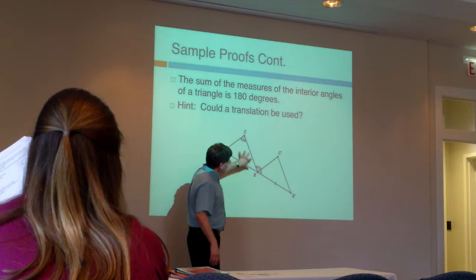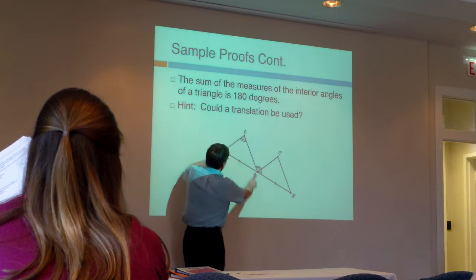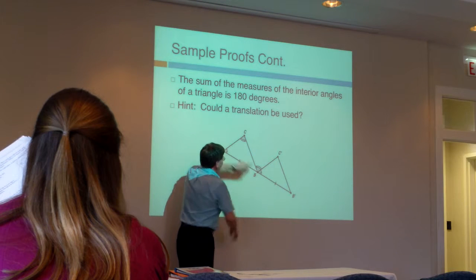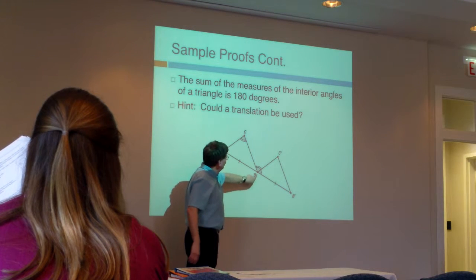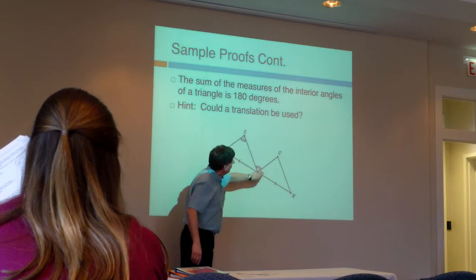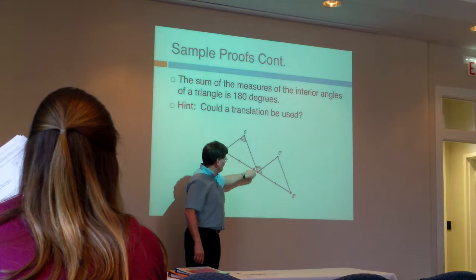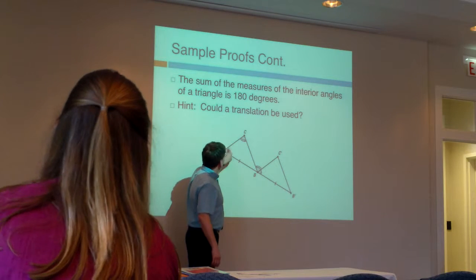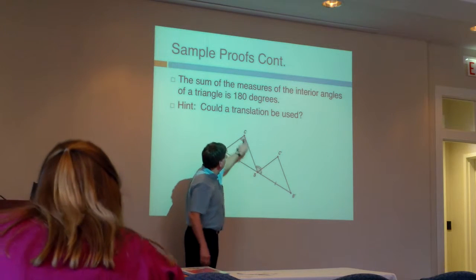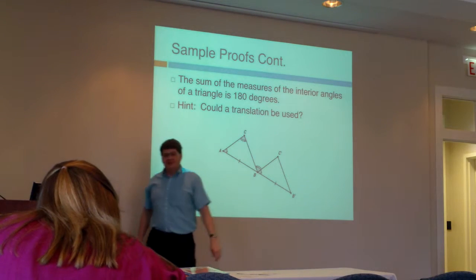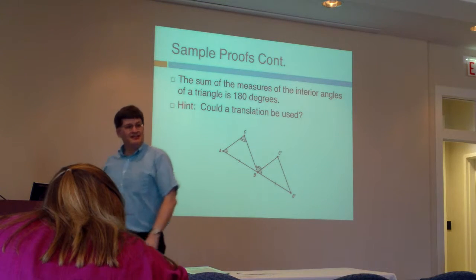I'm taking this one, translating it down to here via this vector. So A will end up at B. I don't even care if B ends up B prime because I want this angle. These three angles, which look like 180, I want to match them up, this one to that one to that one, via transformation ideas.